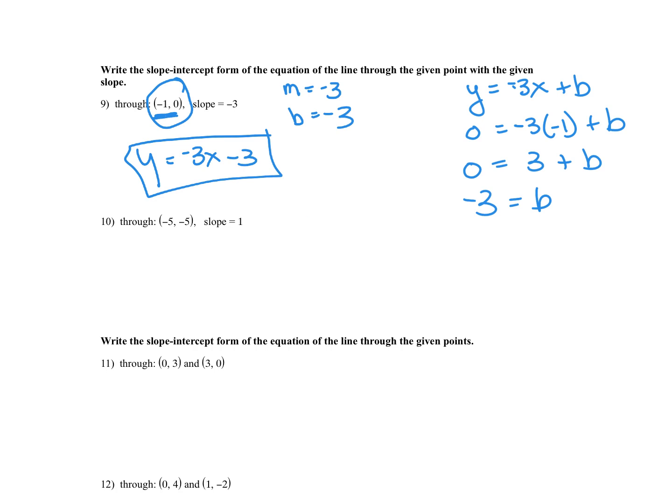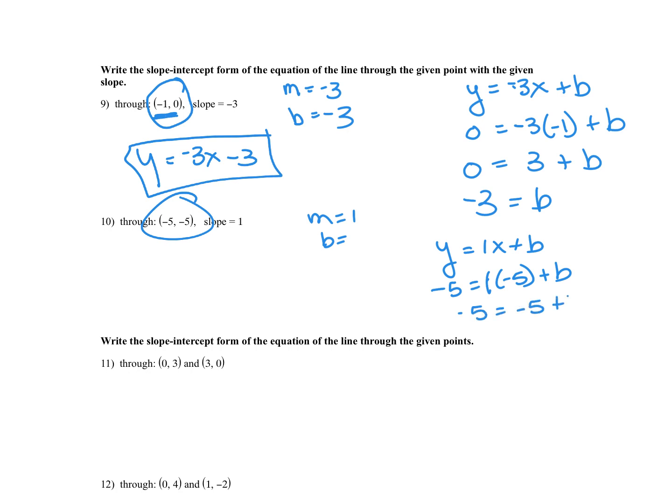So the next one, the slope is 1. We need to find the b. So we have y equals 1x plus b, and we place that point in for y and x. So we get negative 5 equals negative 5 plus b. When I add 5 to negative 5, I get 0 equals b. So since b is 0, I can just put y equals x, or 1x, because there is no y-intercept.